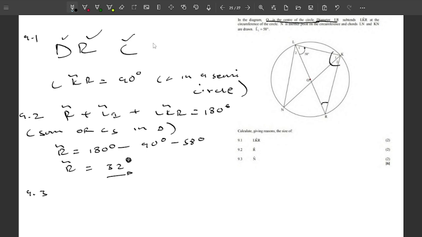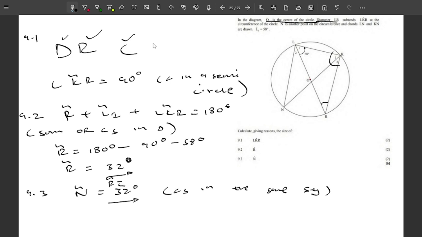Now for 9.3, which is angle N. Now for angle N, we are basically going to say angle N is equal to 32 degrees. Reason: angle in the same segment, right? And we could say angle R to make it neat. And yeah, so we've reached the end of this video.